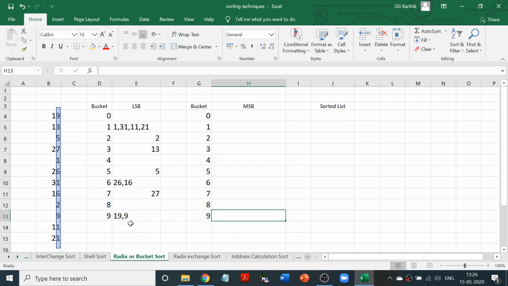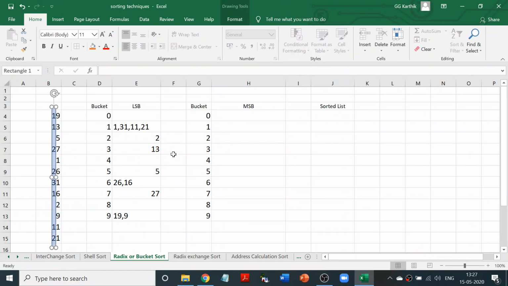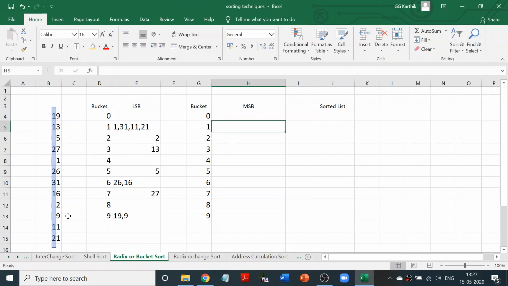So we only have 2 digits. So first the LSB is over. Now we will go to the MSB, the most significant digit. Right. So let us consider the same thing. I will just move this here. Right. So now the same thing is what is going to happen. But we are not going to see this list. Instead, we are going to see from here. Right. Yes. First thing, we are going to see the most significant digit.